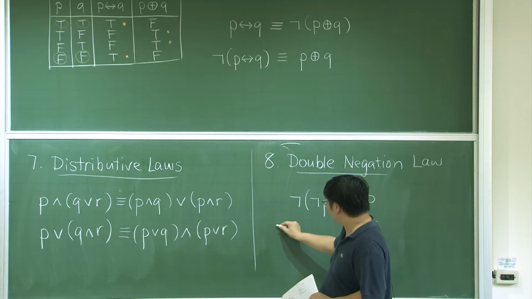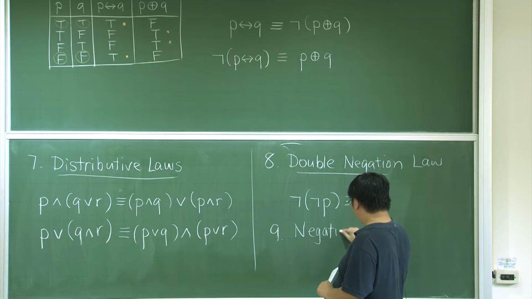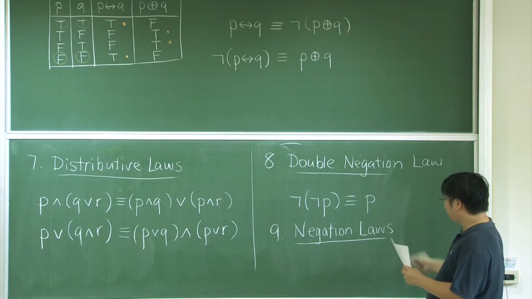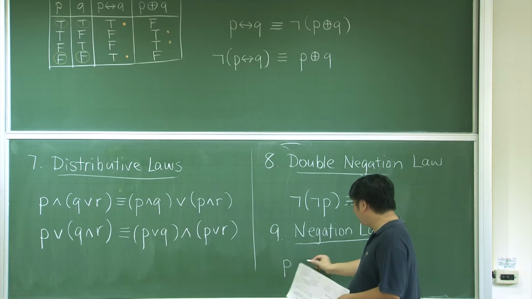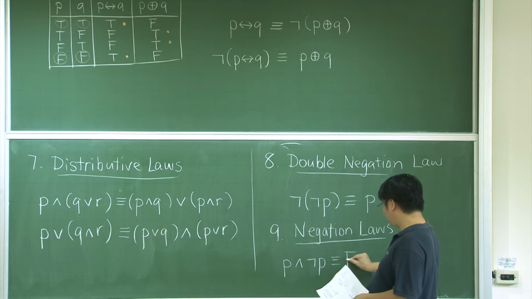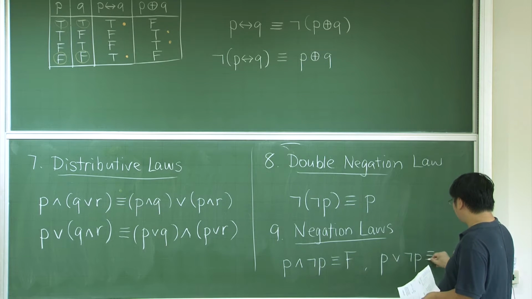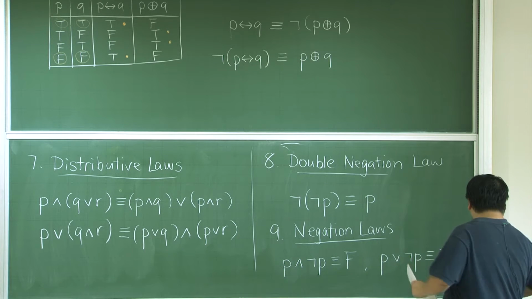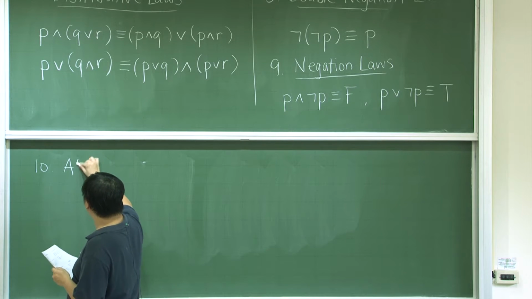Okay, and then we have another thing. We call it negation law. Negation laws. Okay, so negation law is P together with not P. P and not P, you will get false. Very good. And then P or not P, you will get true. That's it. So these are negation laws. Okay, there is one last one. The 10th one is called the absorption law.